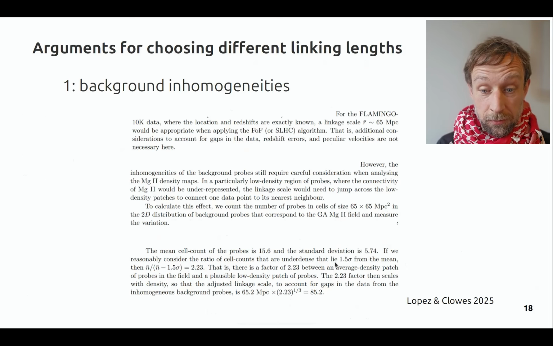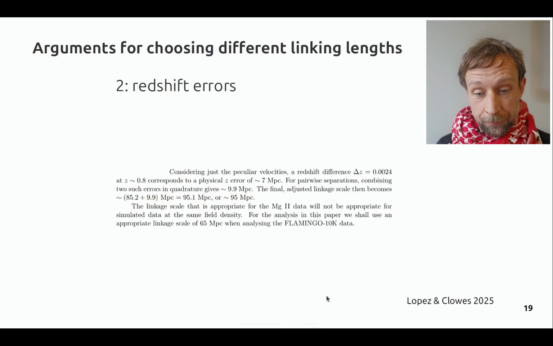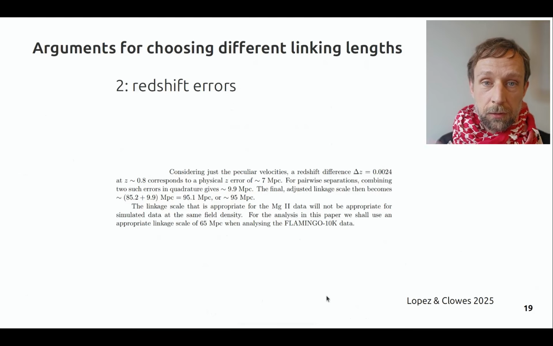And also this threshold of 1.5 sigma is quite arbitrary. One could have used a threshold of 1 sigma or 2 sigma and basically obtained a different correction. Why the correction should be at 1.5 sigma is not explained, but with this correction they get to 85.2 megaparsecs. And then they say that because of the redshift errors, they amount to about 7 megaparsecs uncertainty in the distance.